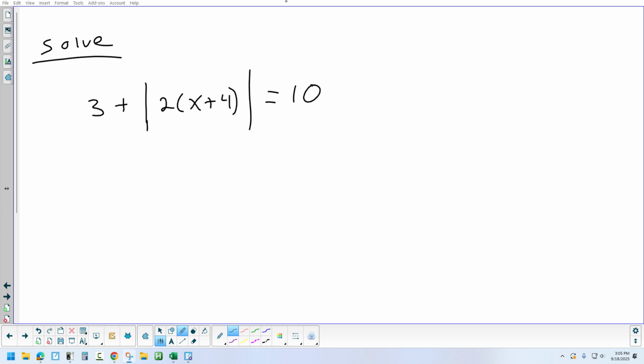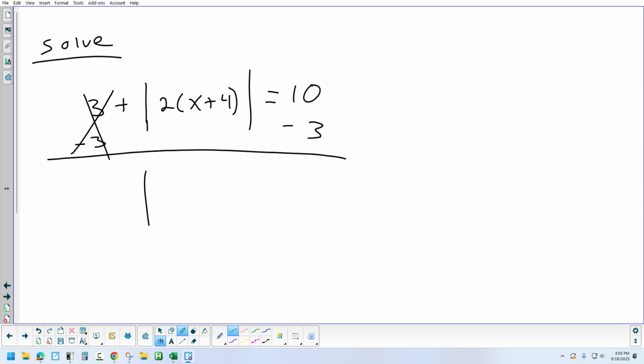Okay, so next question we're going to look at is solving an absolute value equation. What's the first thing that we have to make sure of when we start an absolute value equation problem? Yep, the absolute value is isolated. Is it isolated in this case? No. Can you tell me what I would need to do to isolate it? Subtract 3. Okay, so that's gone.